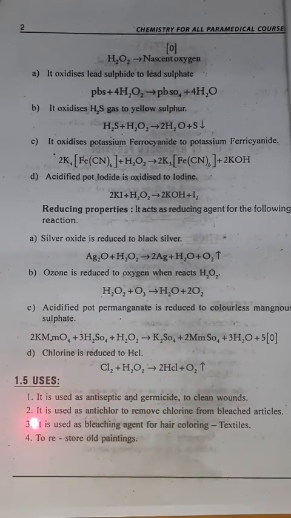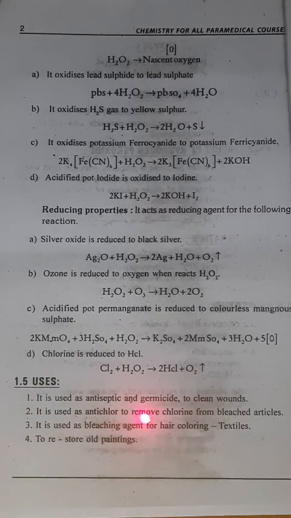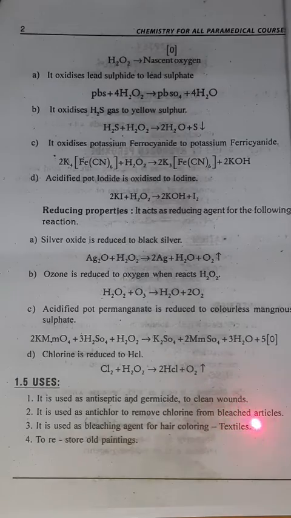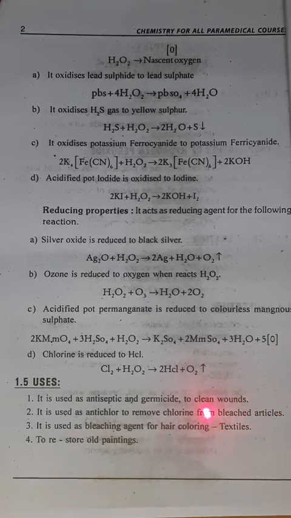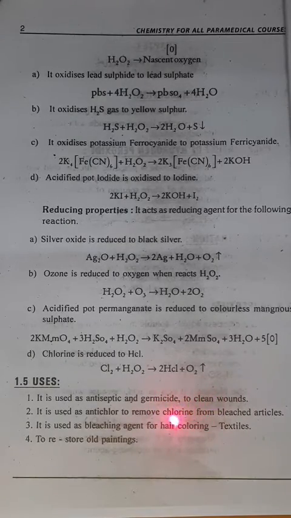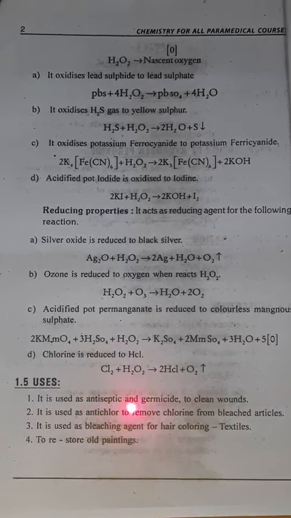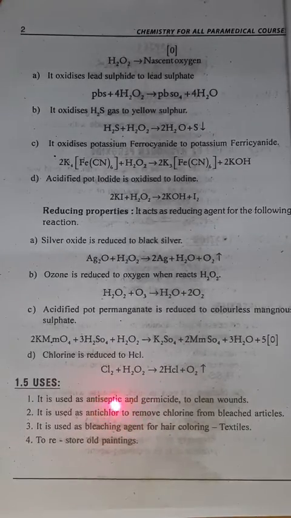Then the second one, it is used as an anti-chlor to remove chlorine from bleached articles. So bleached articles having chlorine activity, the chlorine can be removed by hydrogen peroxide, which is called anti-chlor.